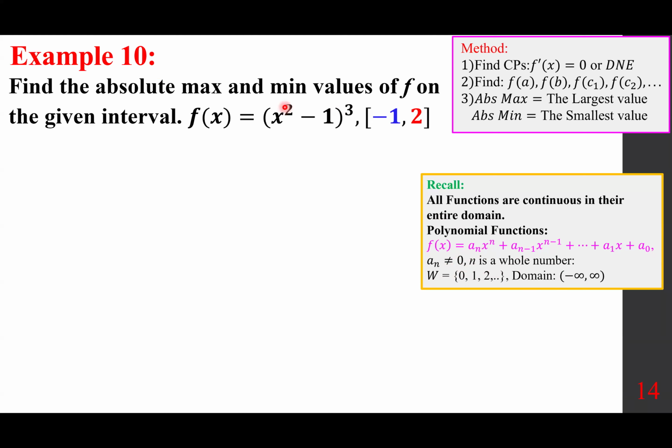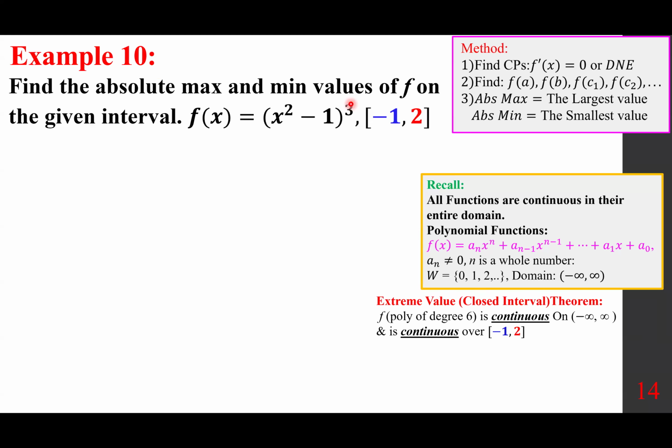And what is this? 2 times 3. This is a polynomial of degree 6. And because it's a polynomial, it's continuous in its entire domain of negative to positive infinity, which makes it continuous in the given interval of minus 1 to 2. Therefore, we are going to go with the methodology and find the CPs. So we find f prime of x first.